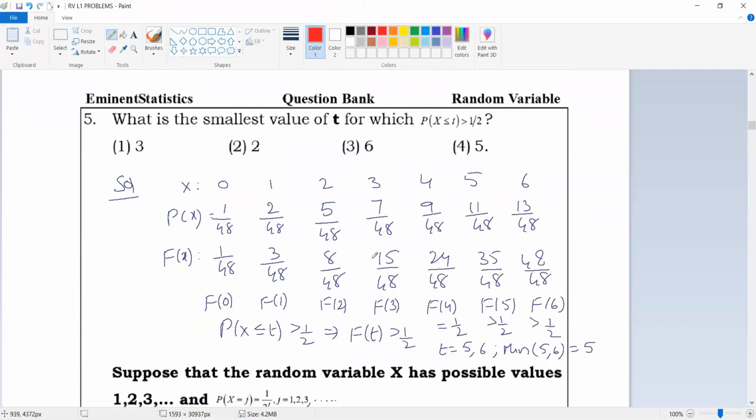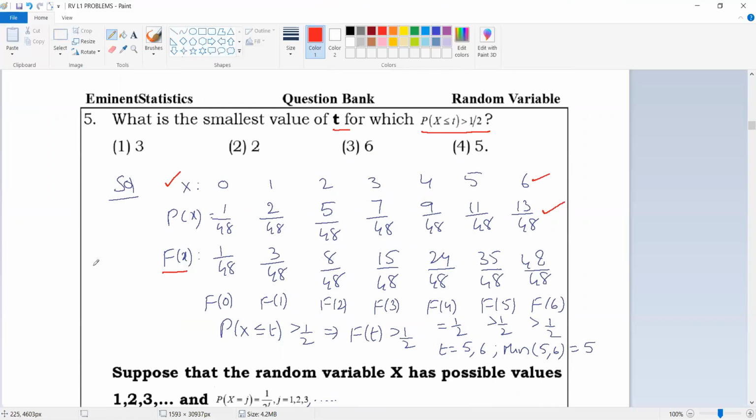Problem 5. What is the smallest value of t for which the probability of x less than or equal to t is greater than half? So for what value of t is the probability more than half? That is the problem. First of all, you have to take the table format, x equal to 0 to 6, with the corresponding probabilities. Substitute k value 1 by 48, 2 by 48, and so on, 13 by 48.